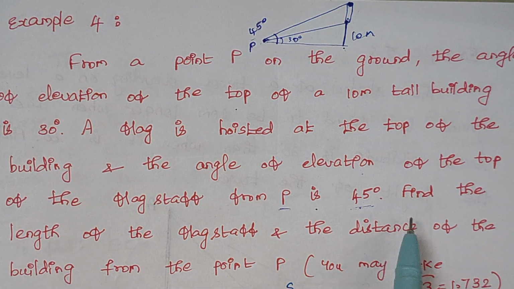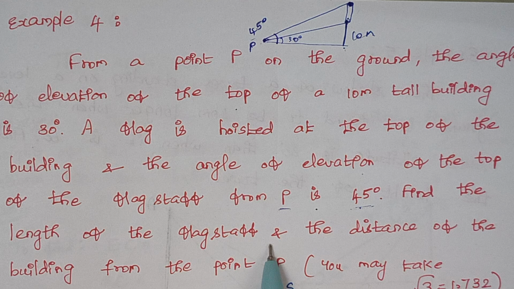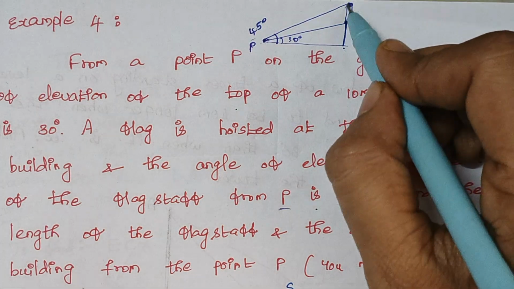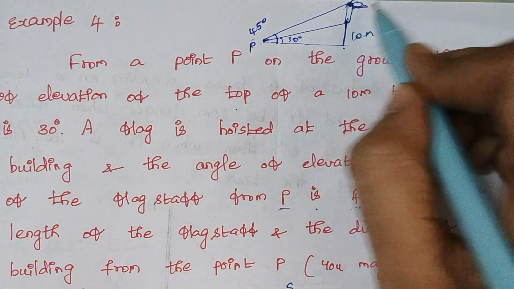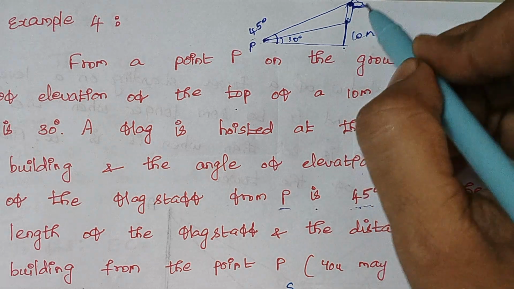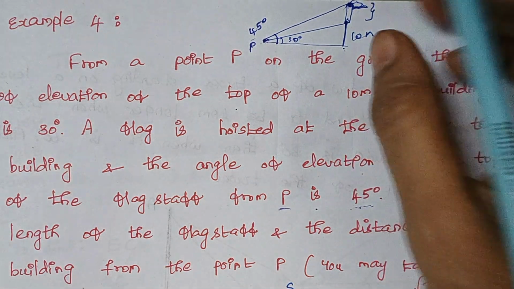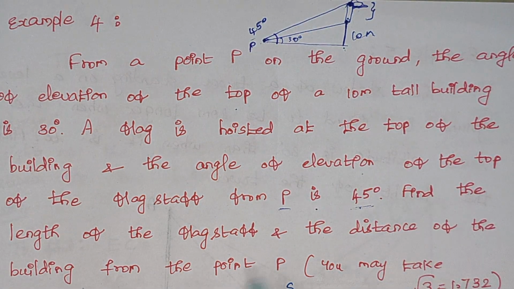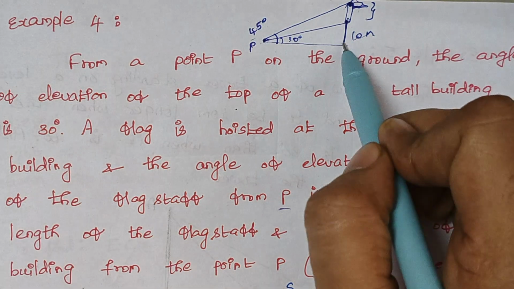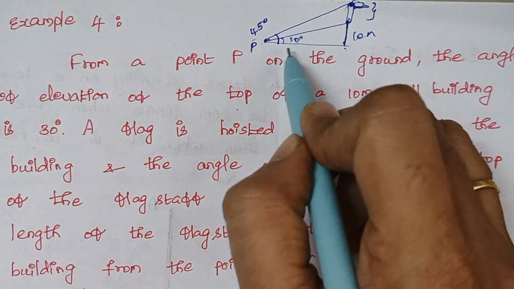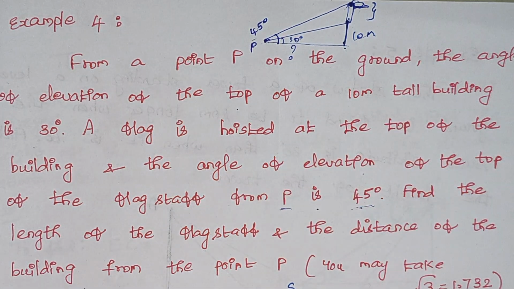Find the length of the flag staff and the distance of the building from the point P. So the length of the flag staff: this is the point where your flag gets hoisted, and you have to find this length. Then you have to find the distance of the building from the point P. Here lies your building, and you have to find this distance.